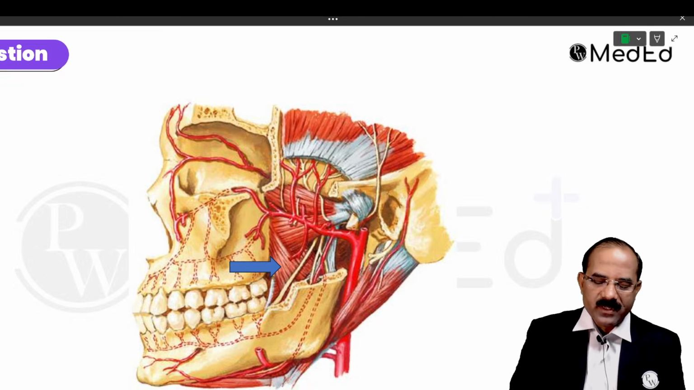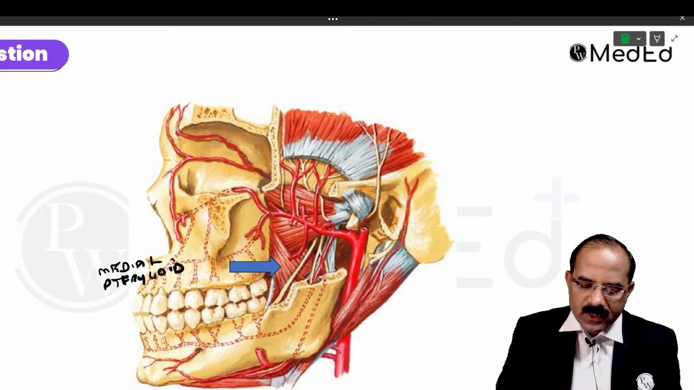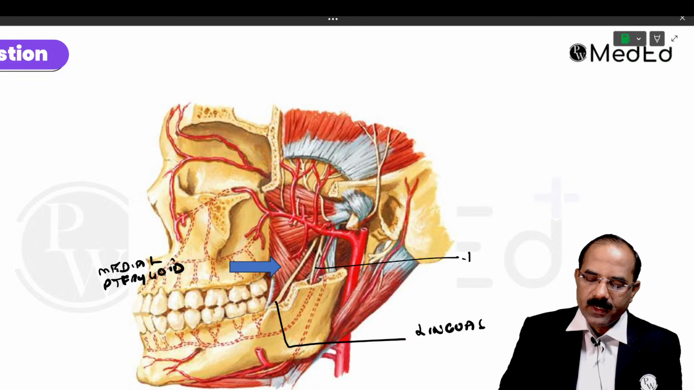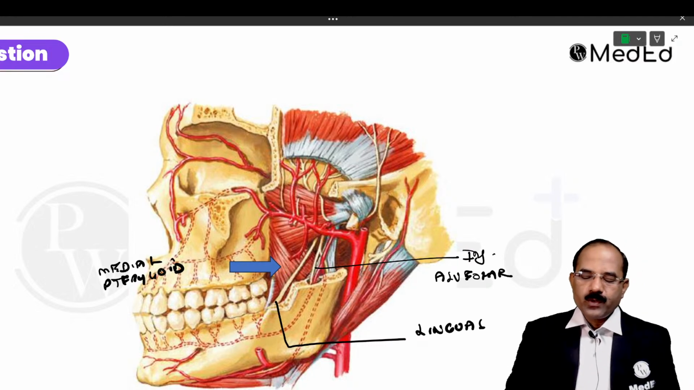This pointed muscle is the medial pterygoid muscle. What is this nerve, children? Which nerve is this? Lingual. Remember this. This is a very important visual slide. And which nerve is this? That's the inferior alveolar nerve.